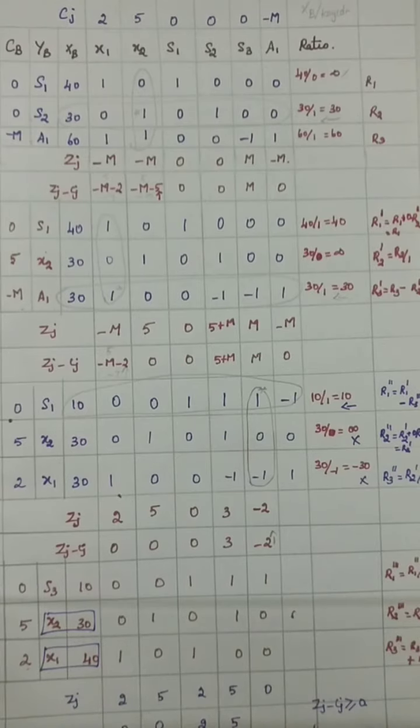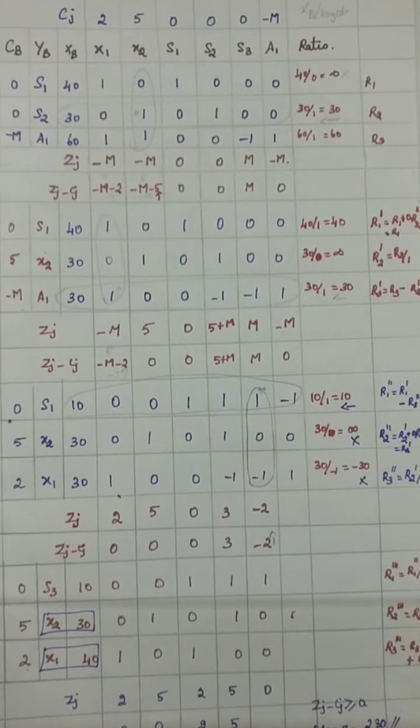So in the final, the maximum of z is equal to 230, that is your answer. So go through the problem. If you have any doubts, ask me.